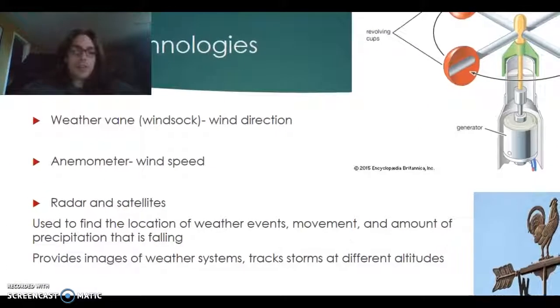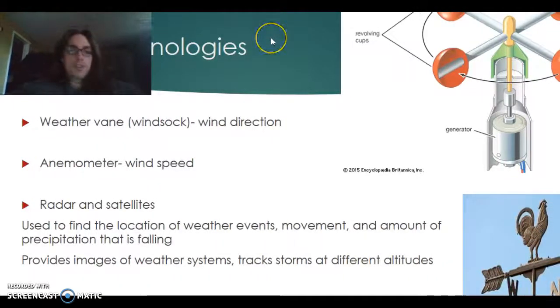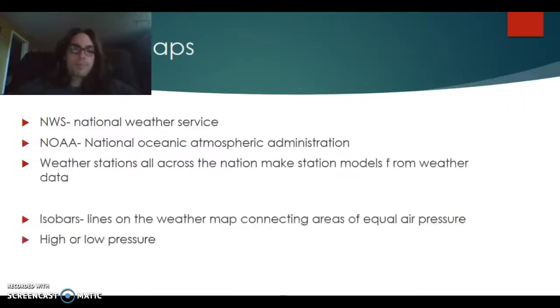And then they use radar and satellites, like we were talking about. Those are going to be things that we're going to learn about. They're used to find the location of weather events, movement, and amount of precipitation that is falling. So that's a radar. Radar is going to be measuring the location of weather events, the movement, and the amount of precipitation that's falling. And then satellites are going to provide images of weather systems. It's going to be able to track storms at different altitudes, which way they're going, how fast they're going, and then they use radars to determine how much rain is falling, stuff like that. And so that's how they create their models as well.